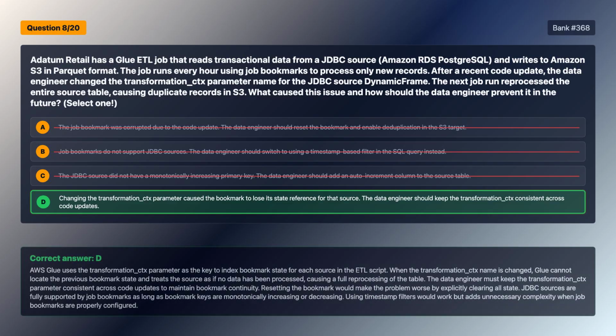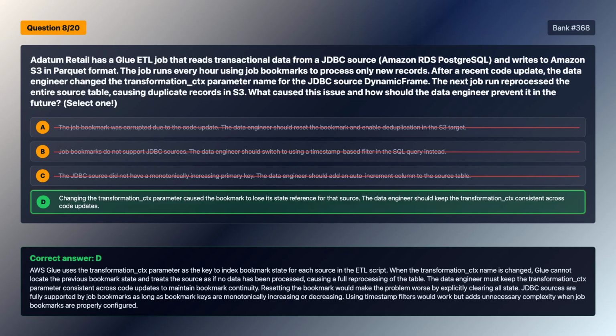The correct answer is option D. AWS Glue uses the transformation CTX parameter as the key to index bookmark state for each source in the ETL script. When the transformation CTX name is changed, Glue cannot locate the previous bookmark state and treats the source as if no data has been processed, causing a full reprocessing of the table.